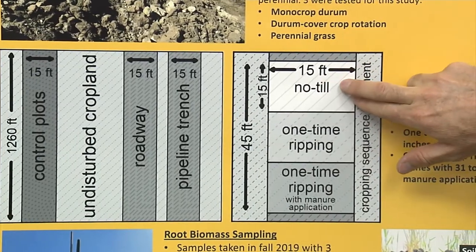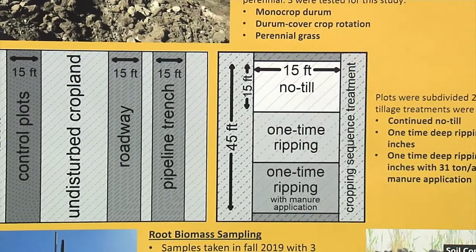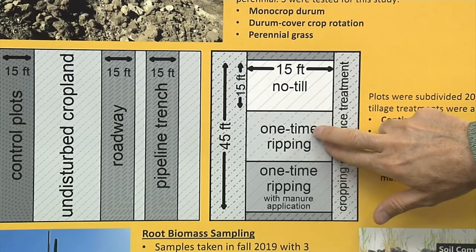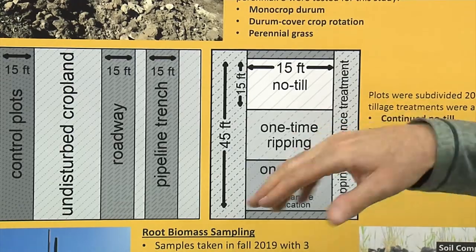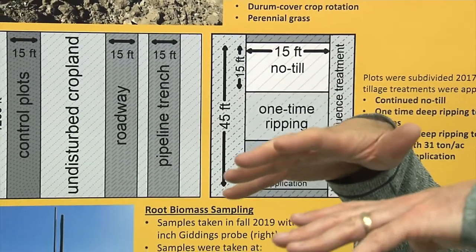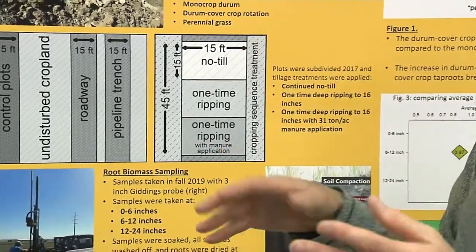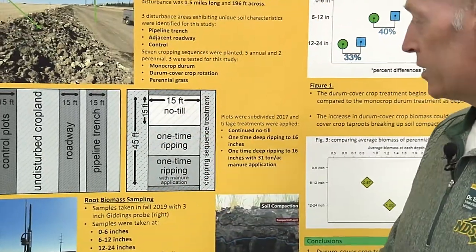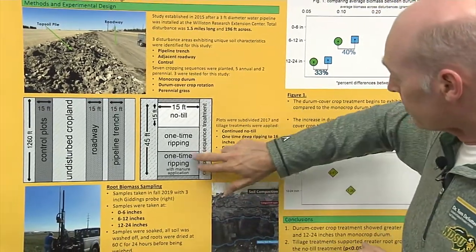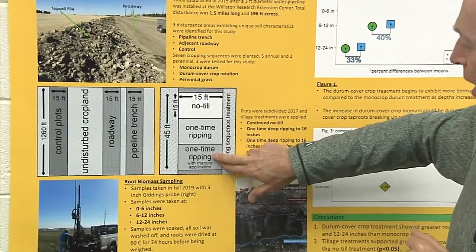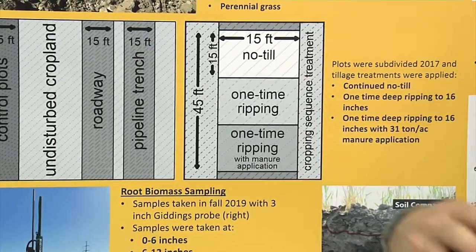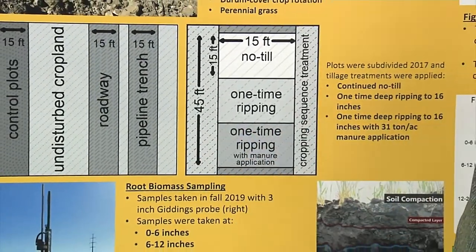So this is a no-till, meaning that basically we're just going to farm it as is. And then part of it is a one-time ripping. So we use pretty deep shanks. We're able to lift the soil, if you will, and it doesn't turn the soil over. It just sort of lifts it up and sets it back down, basically fracturing it. And you end up with this, and then we have a one-time ripping with manure. So what we're doing is we're adding organic matter back into that soil.